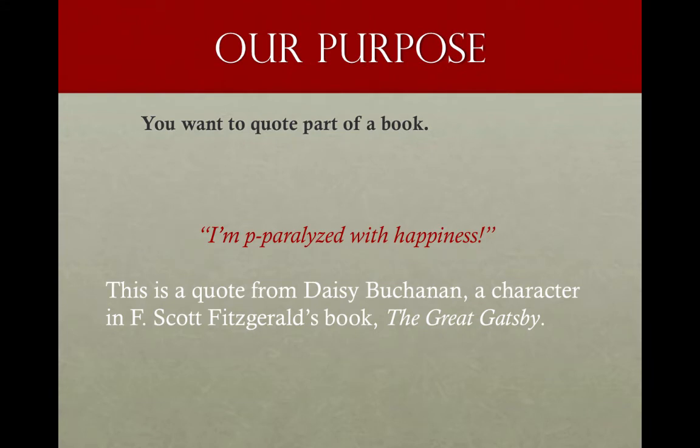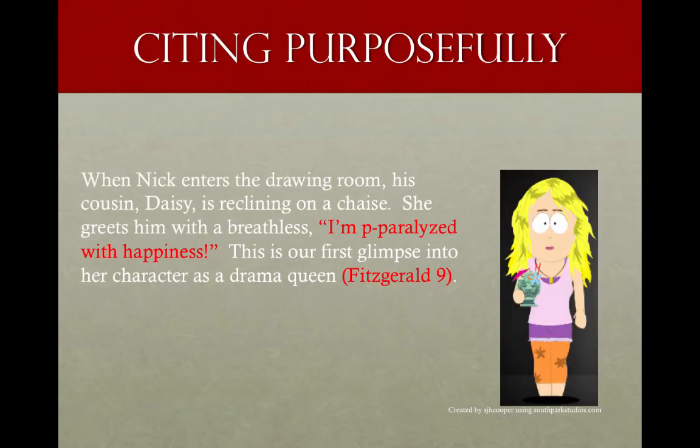Okay, now let's get down to the purpose of citations. You want to quote part of a book. In this scenario, I'm using a quote from the book The Great Gatsby. This quote, "I'm paralyzed with happiness," is from Daisy Buchanan, a character in F. Scott Fitzgerald's book, as I said, The Great Gatsby. In my pretend research paper that I'm doing along with you, I'm concentrating on her right now. So I want to cite her quote purposefully.